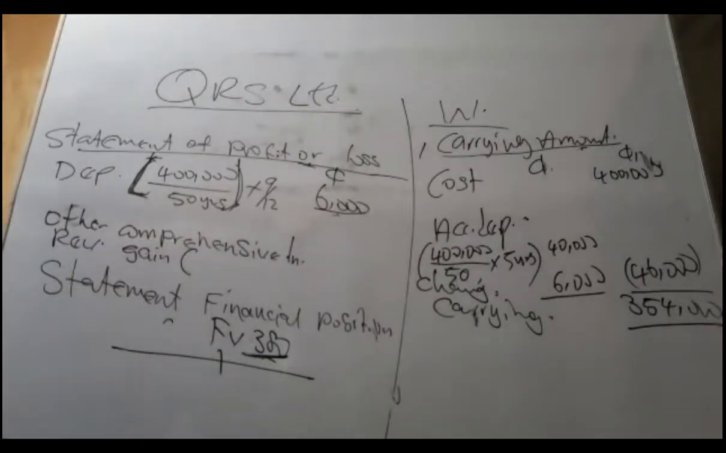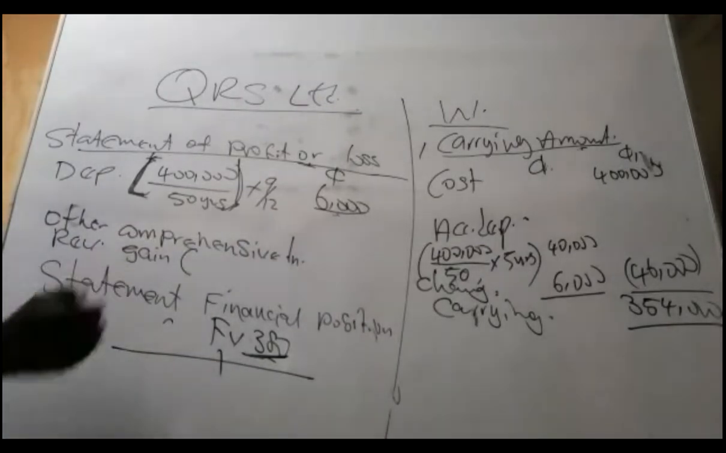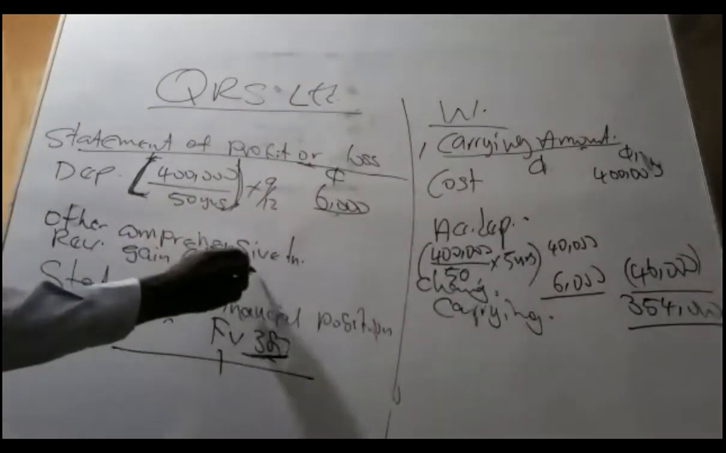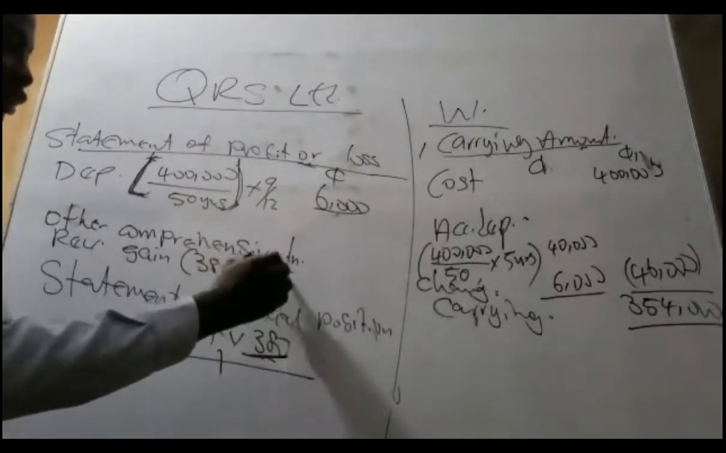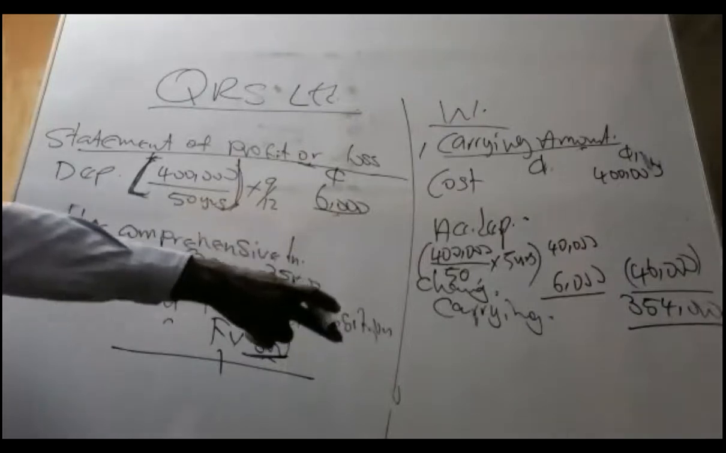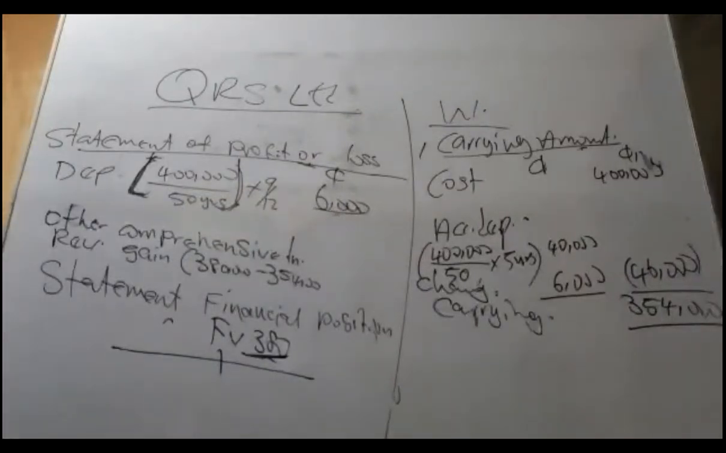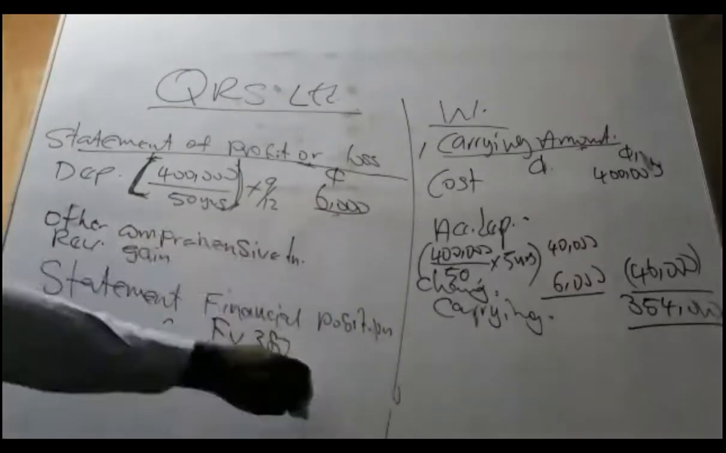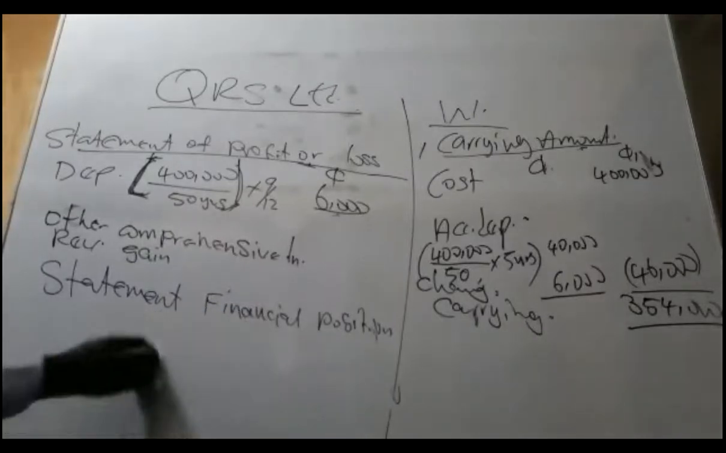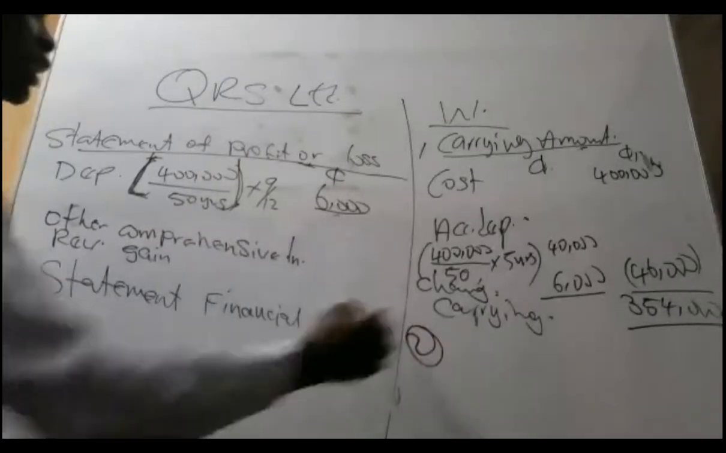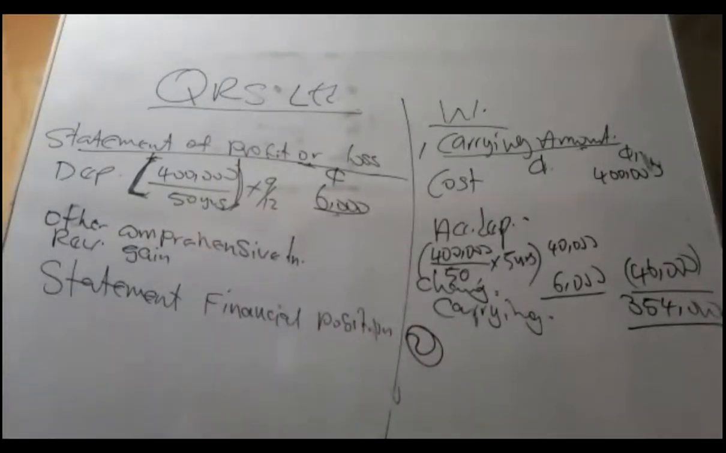I'll do the workings here. The gain will be fair value of 380,000 less carrying amount of 340,000. But we could have done the calculation there. Yes, so I bring the final answer in. In fact, let's go and do it. Good. So workings number 2, revaluation gain or loss.